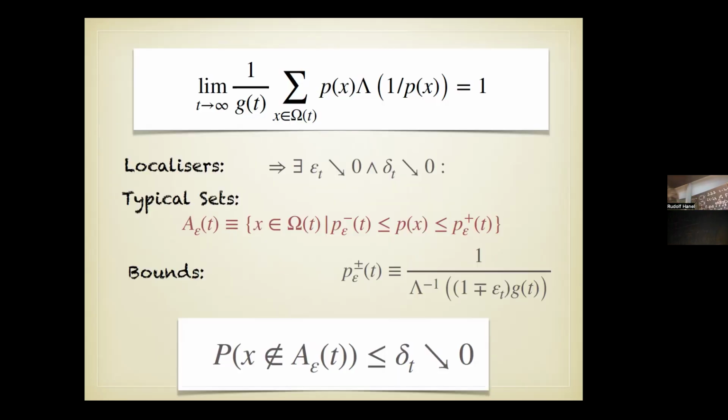Which basically then means that for this set, this is true. So we can say the probability of sampling a path X that is not in this set goes to zero, and we can squeeze it with this function delta.